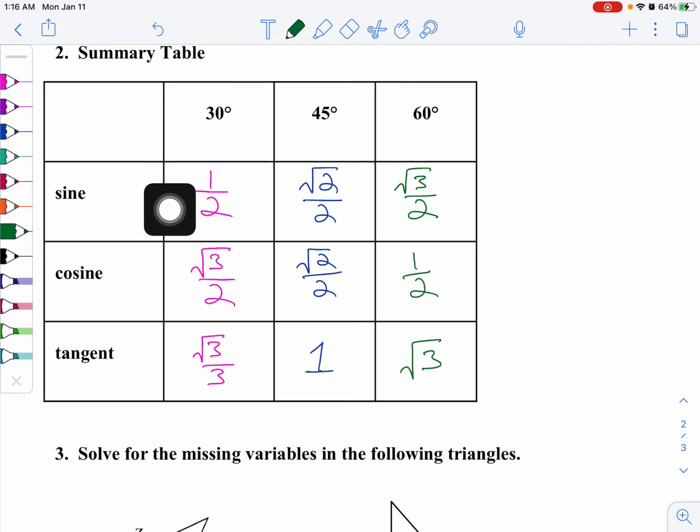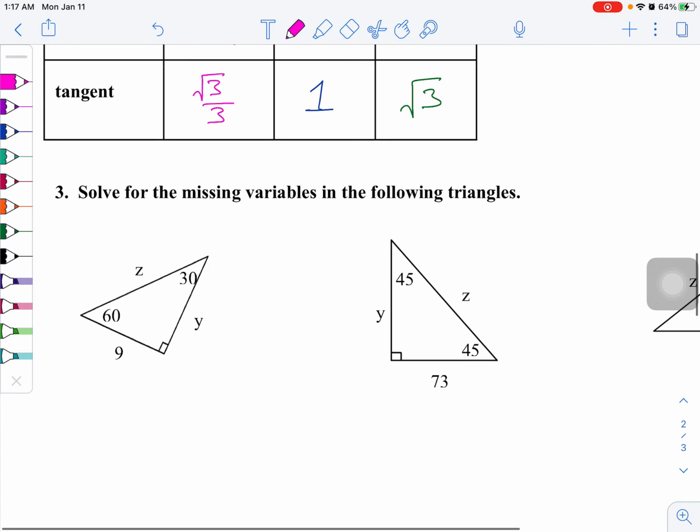A couple things. All the denominators for the first two lines are 2's. And if you can count, this is 1, 2, 3, 3, 2, 1. All right, that's the best thing I can help you with to start learning those.